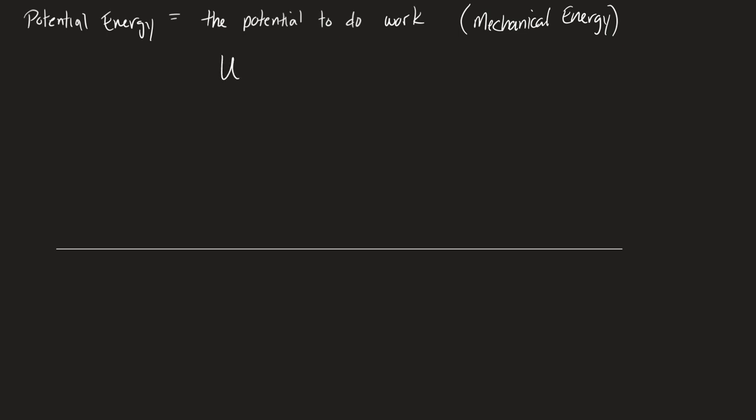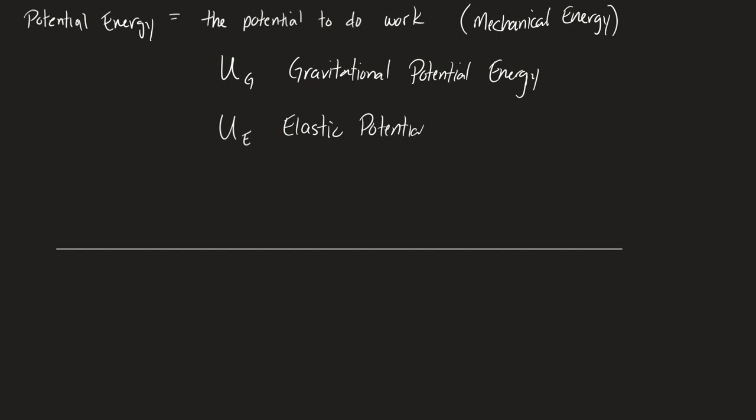I'll be using an uppercase U as a symbol for potential energy and a subscript of G for gravitational potential energy. And I'll use an uppercase U with a subscript of E for elastic potential energy, also known as spring energy.